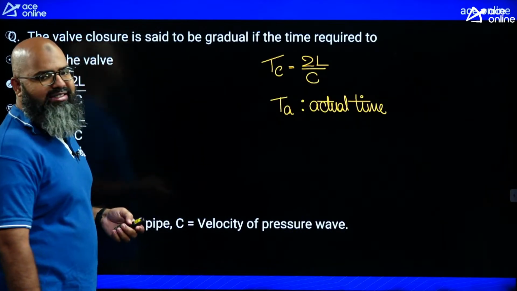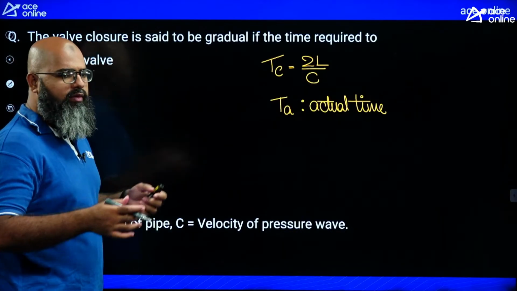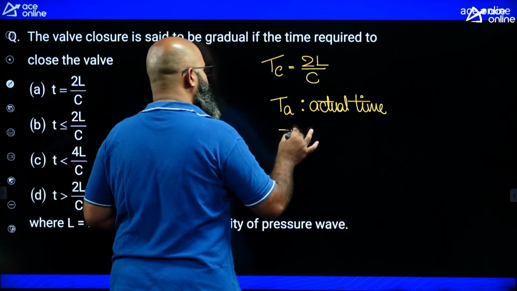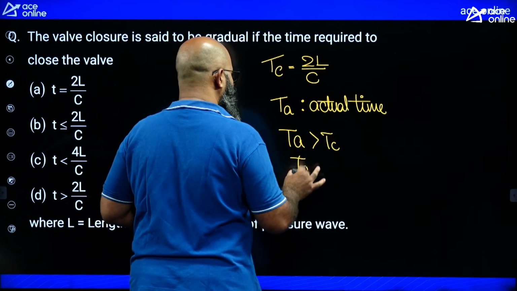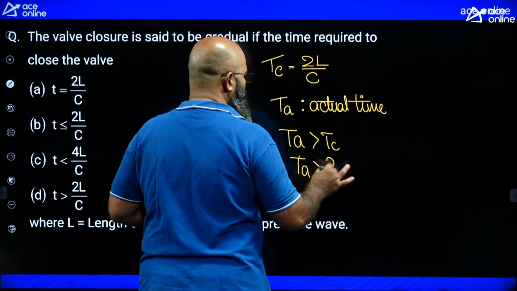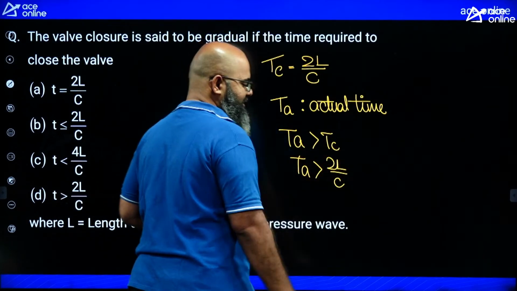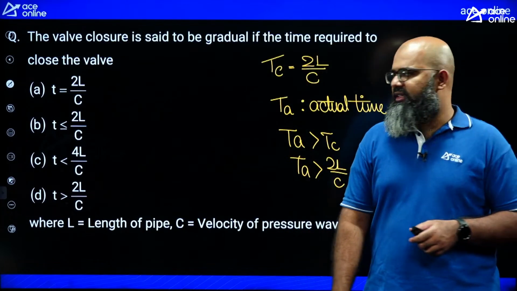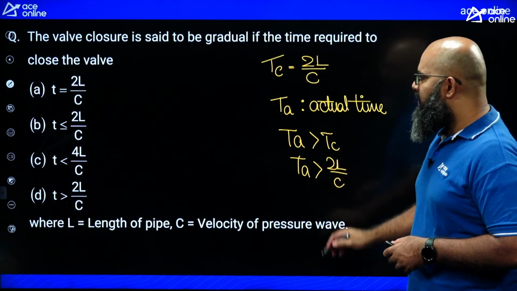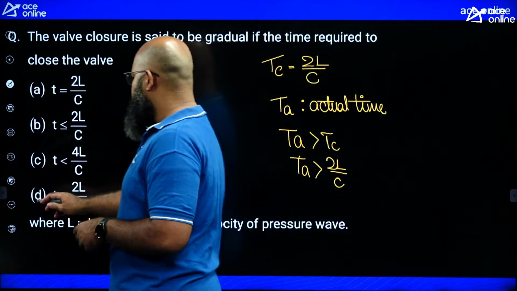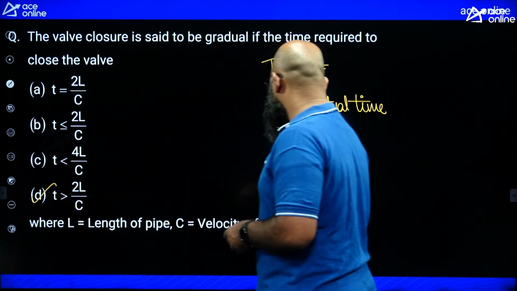Now when we say it is gradual closure, you are taking a lot of time. If you are taking a lot of time, it basically means actual time is greater than critical time. In other words, actual time is greater than 2L by C. Under this condition, we say it is a case of gradual closure. So actual time greater than 2L by C, I am seeing over here, option D is correct.